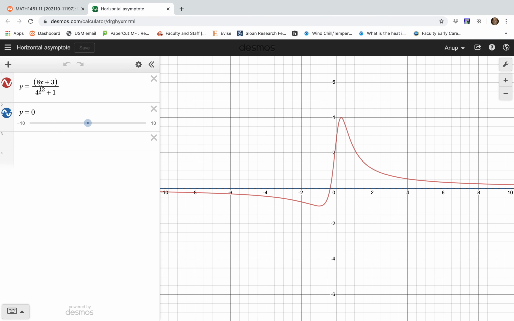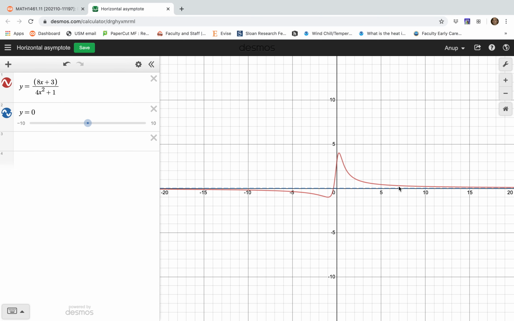So I have a function here. This is again a rational function where we have a polynomial in the numerator, and 4x squared plus 1 in the denominator, right? And this is the graph of that. You can see I have a straight line here, y equal to 0, that dashed line. Whenever x is getting larger and larger, the function is getting closer and closer to that line, y equal to 0.